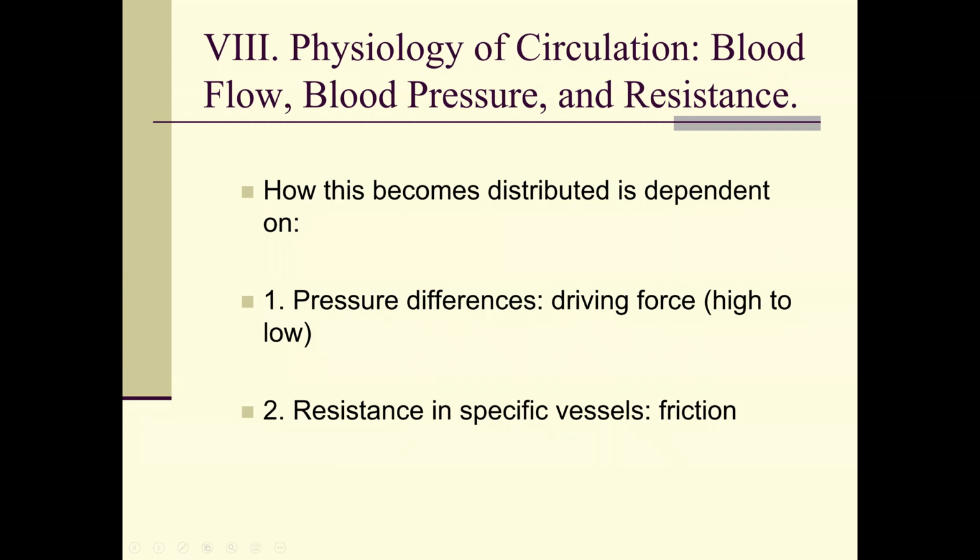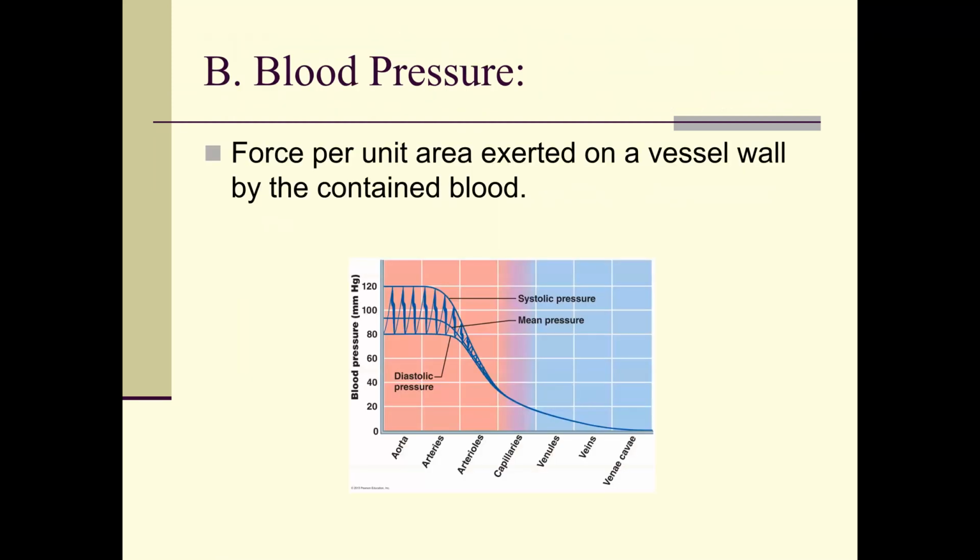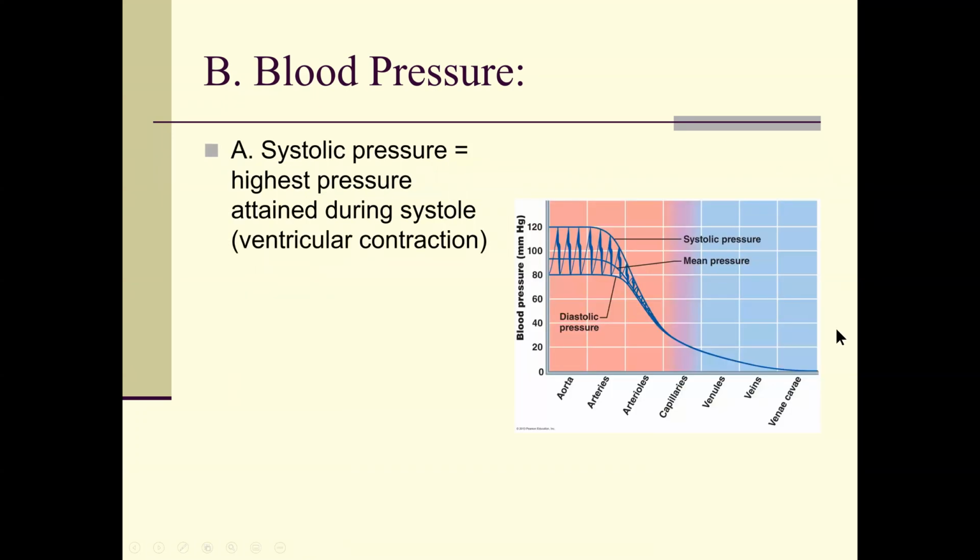Okay. Vessels, obviously, if they're constricted down, have more resistance. If they're completely restricted down, they have a lot of resistance. You're not going to get any flow there. Blood pressure is force per unit area. Pressure, a physics definition, is force divided by unit area. And so when we measure pressure, we're actually measuring these pulses against the blood vessels.